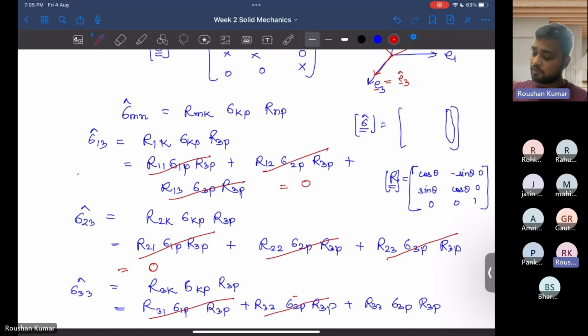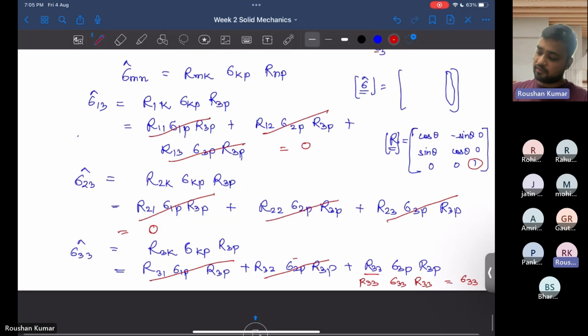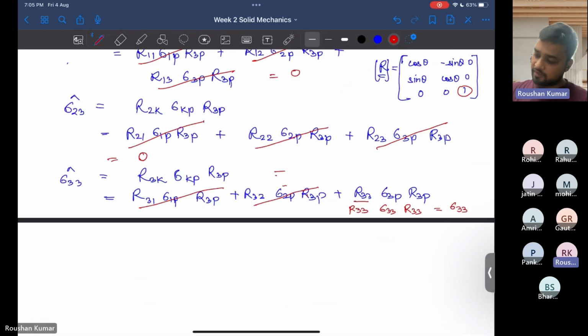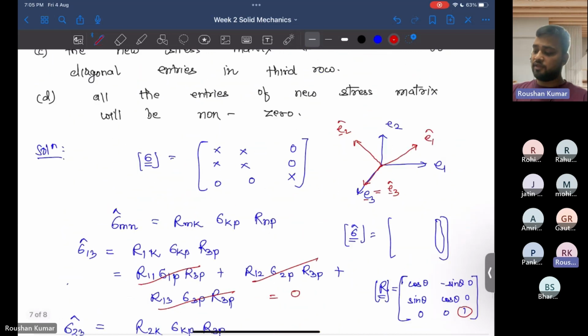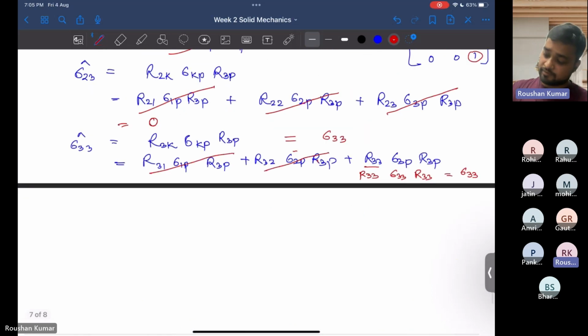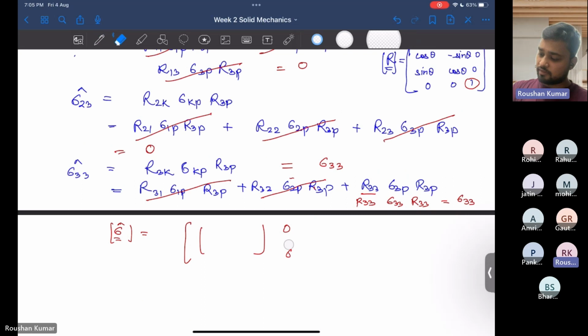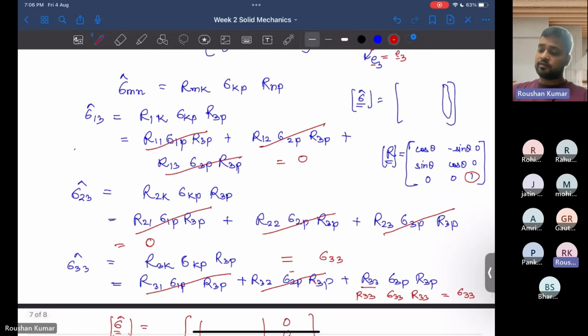But here, when P is equal to 3, it will become R33 sigma 33 R33. For P equal to 1 and 2 it will be 0, but for P equal to 3 this term will remain. And what is R33? R33 is 1, so this is basically sigma 33. So this says that sigma 33 hat is equal to sigma 33, which means that in the component of sigma hat, we don't know the first two columns, but the third column is 0, 0, sigma 33. So let's go to the options.